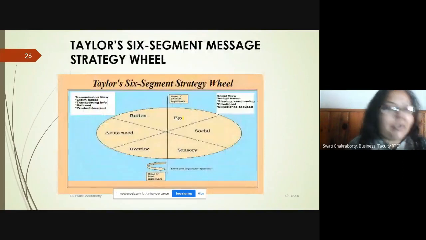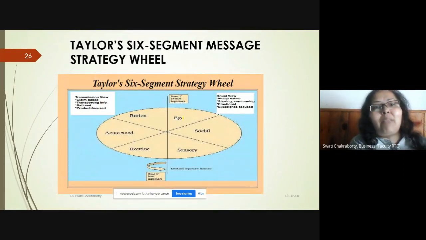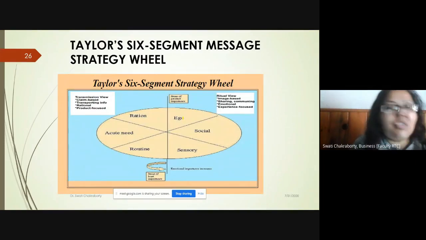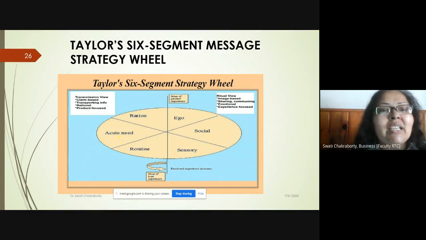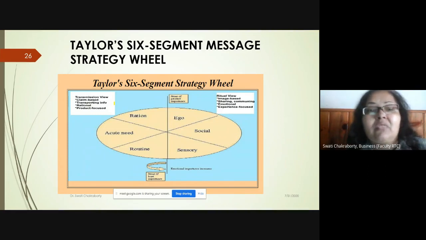So in this respect, we have Taylor's six-segment message strategy wheel, which talks of all these six things: ego, social, sensory, routine, acute need, and ration. Okay, and the transmission view is that it should be claim based. Whatever you're saying, there should be some information coming up. It should be rational, it should be product focused.